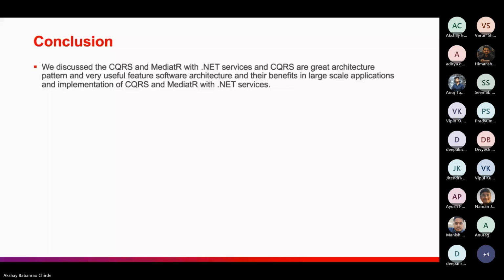And so the conclusion, we can say that CQRS and MediatR are basically a great architecture pattern because it subdivides and removes some complexities, and it's a very useful software architecture. Again, I'm saying that it's for large scale applications, and implementing this with .NET services will be very beneficial in certain setups like agile, where small teams are there and you have to build a big application, or something like that where you need small modules.